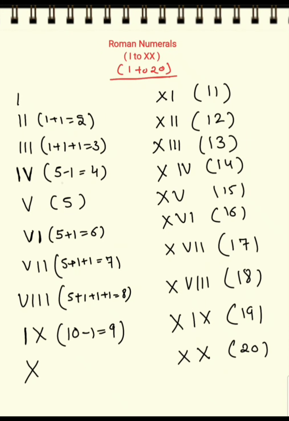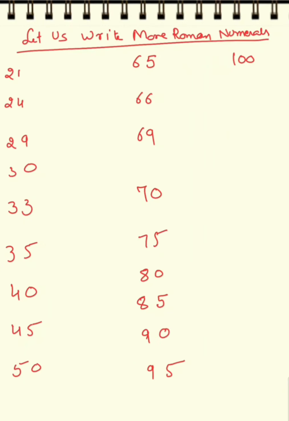We cannot write 4 like this, because here this I is repeating 4 times, and according to rule 2, we cannot repeat any symbol more than 3 times. Similarly for 9 also, we can't write 9 like this, because here also I is repeating how many times? 4 times. Let's write more Roman numerals.